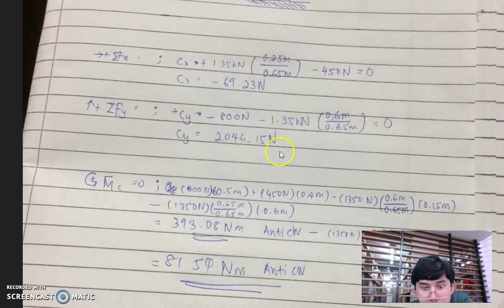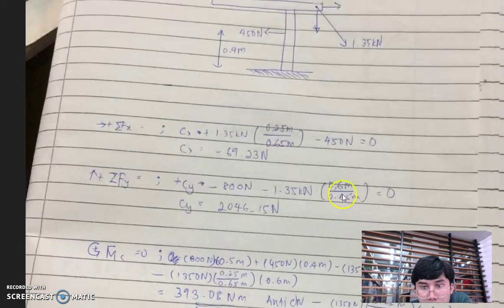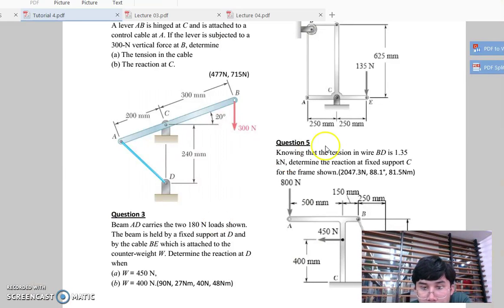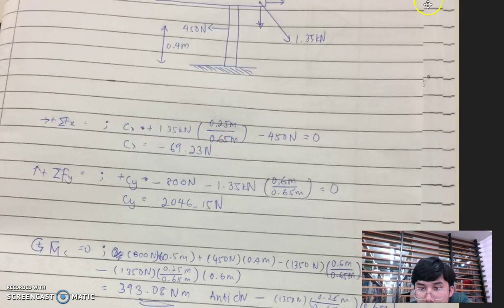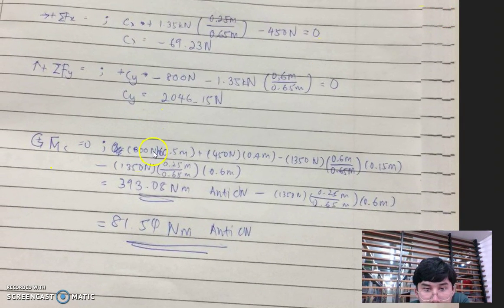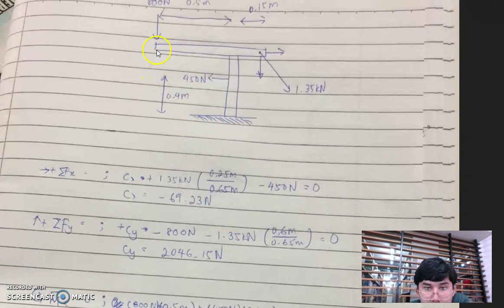Okay, so then we proceed to the moment. If we look at the question, the question asks us to determine the reaction at the fixed support. So, how do we determine it? By calculating the total moment from each of the moments, like here.